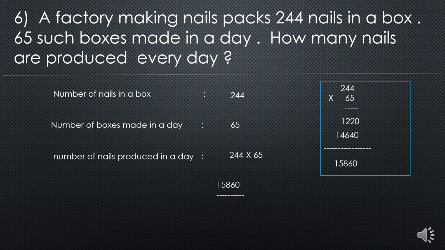Okay. We can multiply by 5 first. 5 4s are 20, carry 2. 4 5s are 20 plus 2, 22, carry 2. 2 5s are 10 plus 2, 12. Okay, in the first step, when you multiply by 5, you are getting 1220. All of you do this in your practice book.